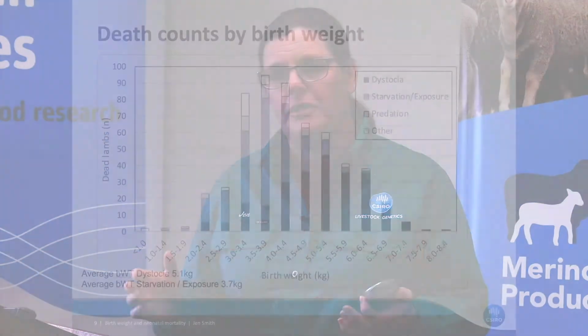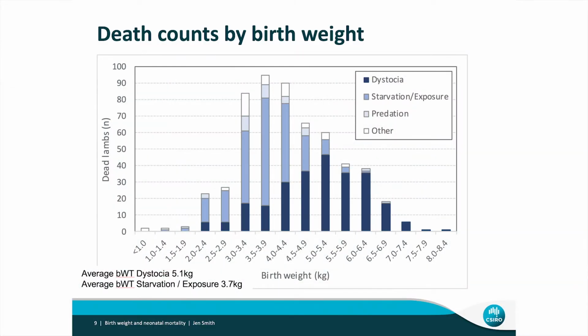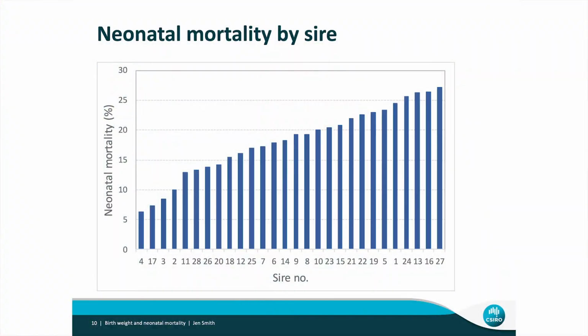If we then look at this in terms of numbers of dead lambs in a bit of a different way, what you see from this graph is that the lambs that died from dystocia had a higher birth weight, and the lambs that died from starvation and exposure had a lower average birth weight. So effectively, we've got a bimodal population there with different average birth weights depending on the cause of death.